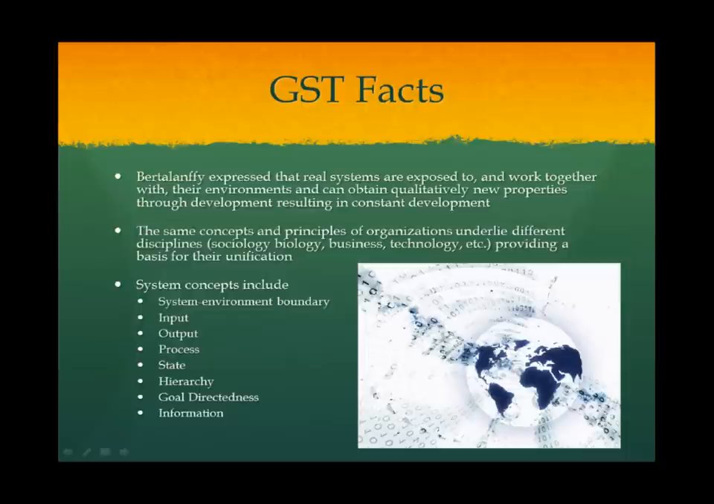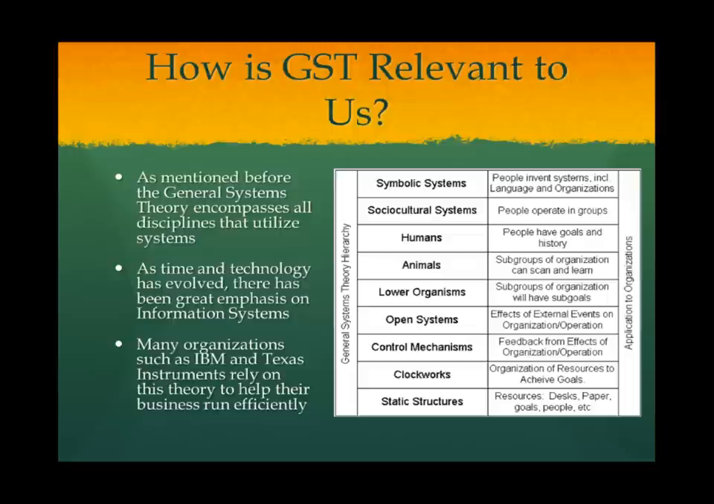So how is GST relevant to us? Like I just said in my last slide, general systems theory encompasses all the different disciplines that utilize systems. As you can see here on the right with this little diagram, you have symbolic systems, sociocultural systems, humans, animals, lower organisms, open systems, control mechanisms, clockworks, and static structures, which is many different things put together. And this is kind of like older systems.